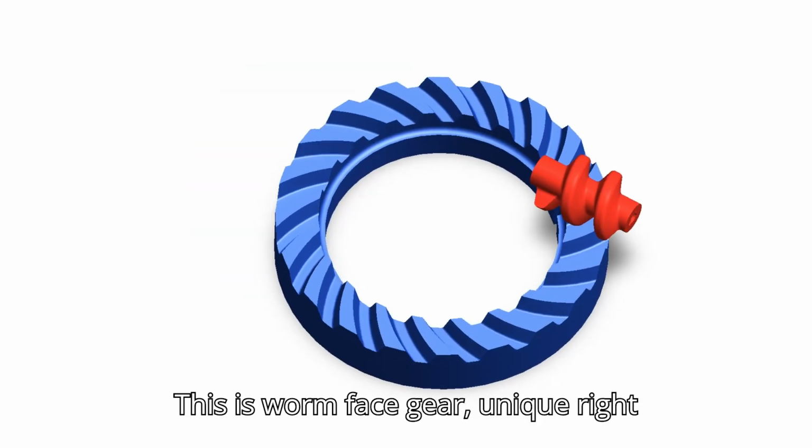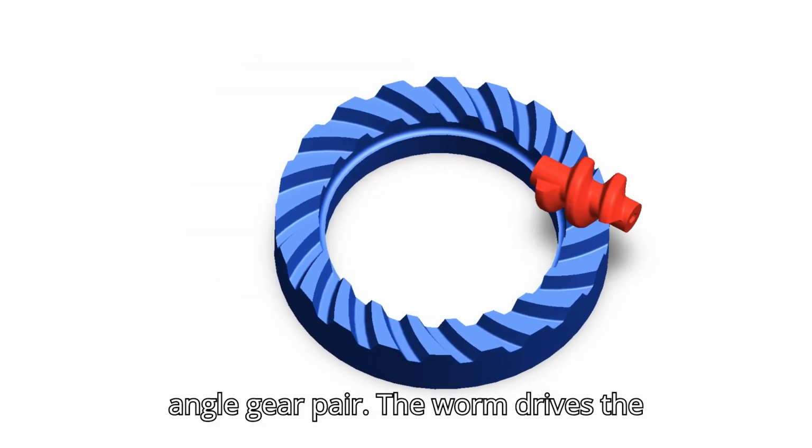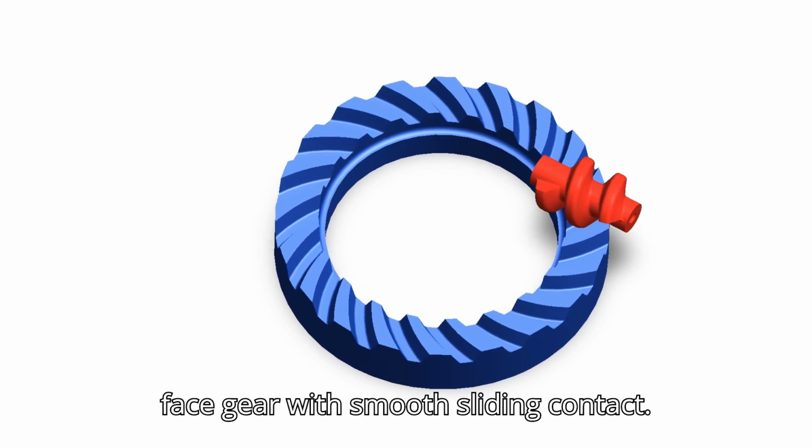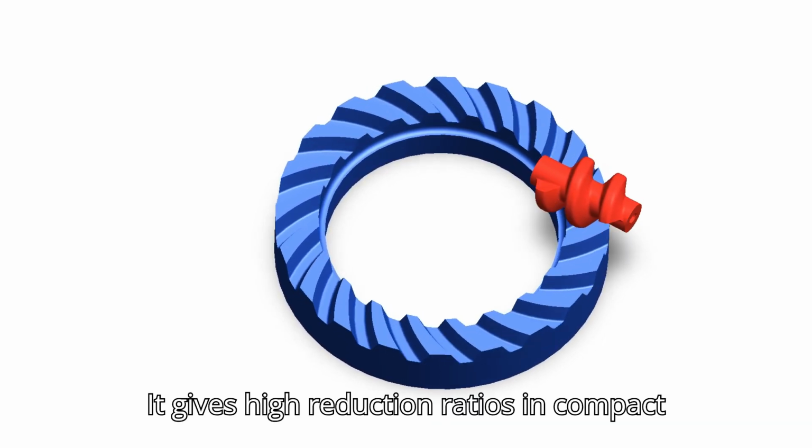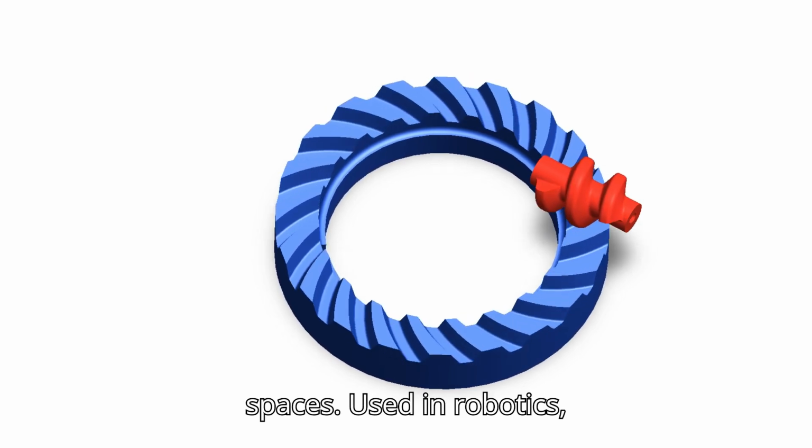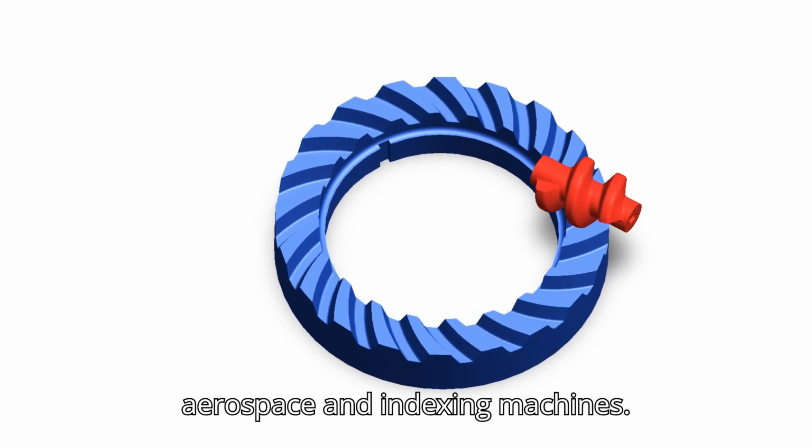This is a worm and worm wheel gear, a unique right-angle gear pair. The worm drives the wheel with smooth sliding contact. It gives high reduction ratios in compact spaces. Used in robotics, aerospace, and indexing machines.